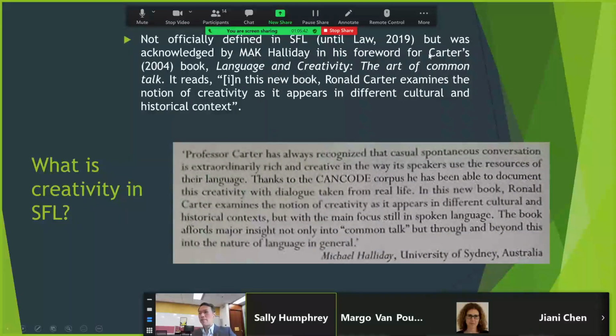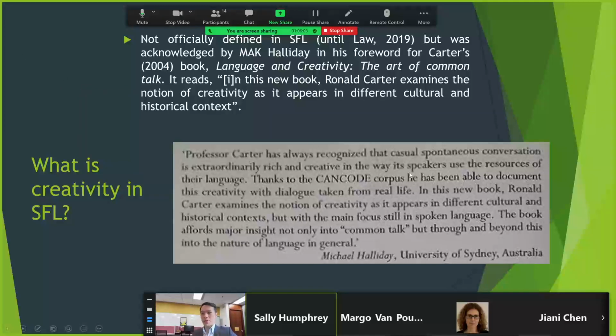So, what about creativity in SFL? In SFL, it's not officially defined until a couple of years ago when I did it. It was at least acknowledged by Michael Halliday in his foreword for Carter's book called "Language and Creativity: The Arts of Common Talk."